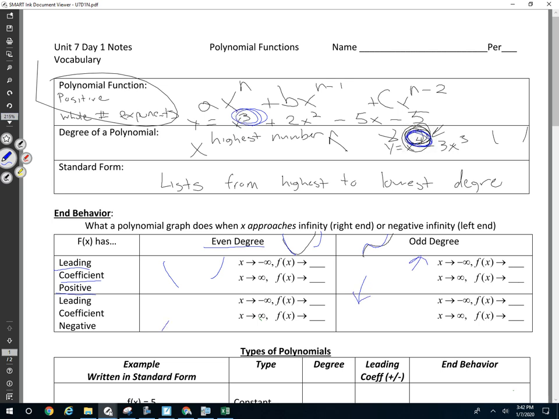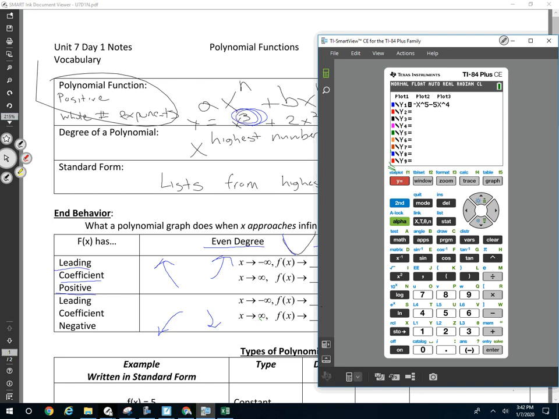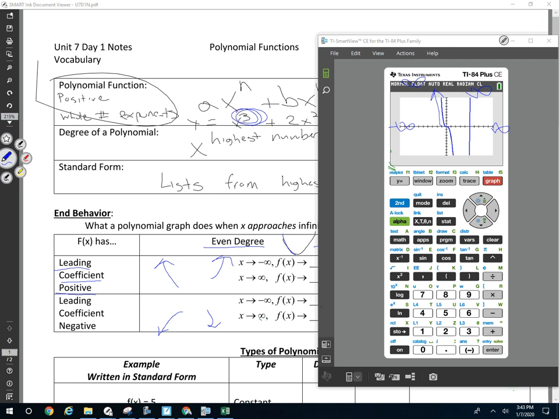If we flip it, even degree will flip, odd degree will flip. Okay? Now, what we're talking about with these infinities is which direction we are going. As x is going all the way over here to the left, my function values are going up and up and up. As x is going all the way to the right, my function values are going up and up and up.